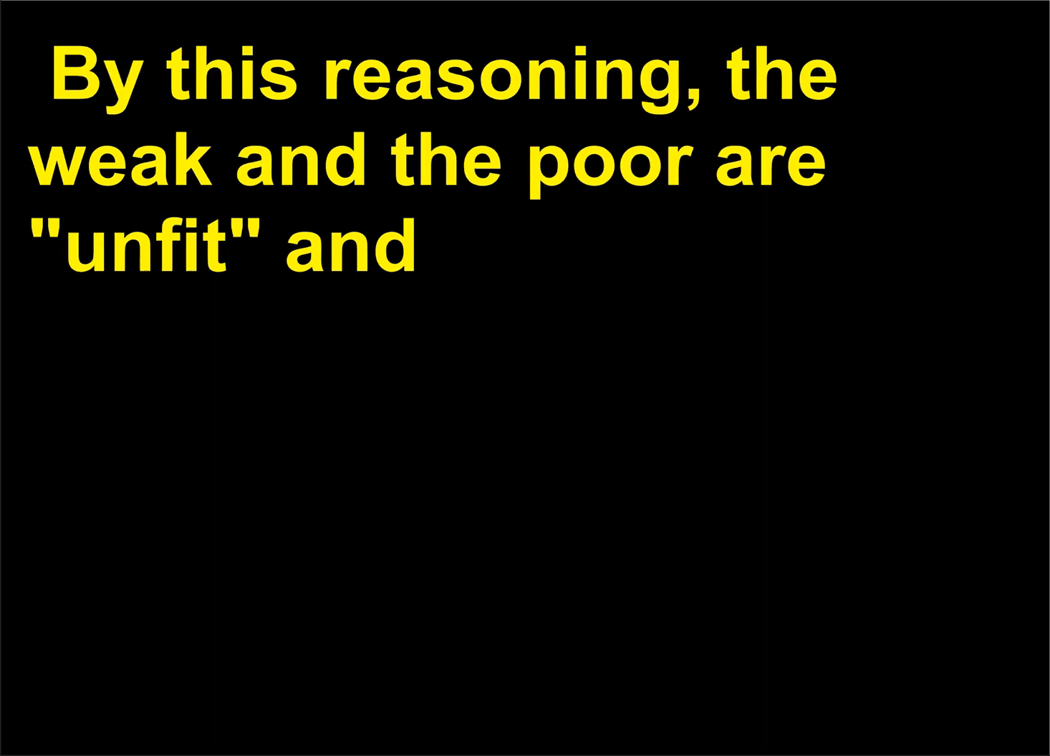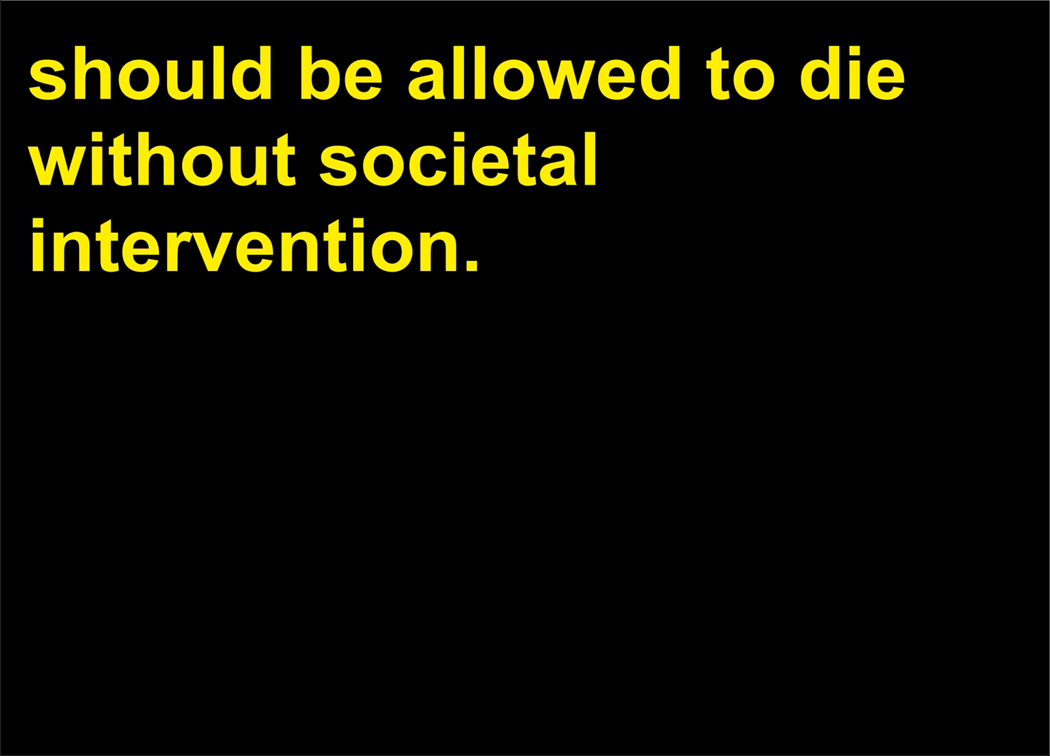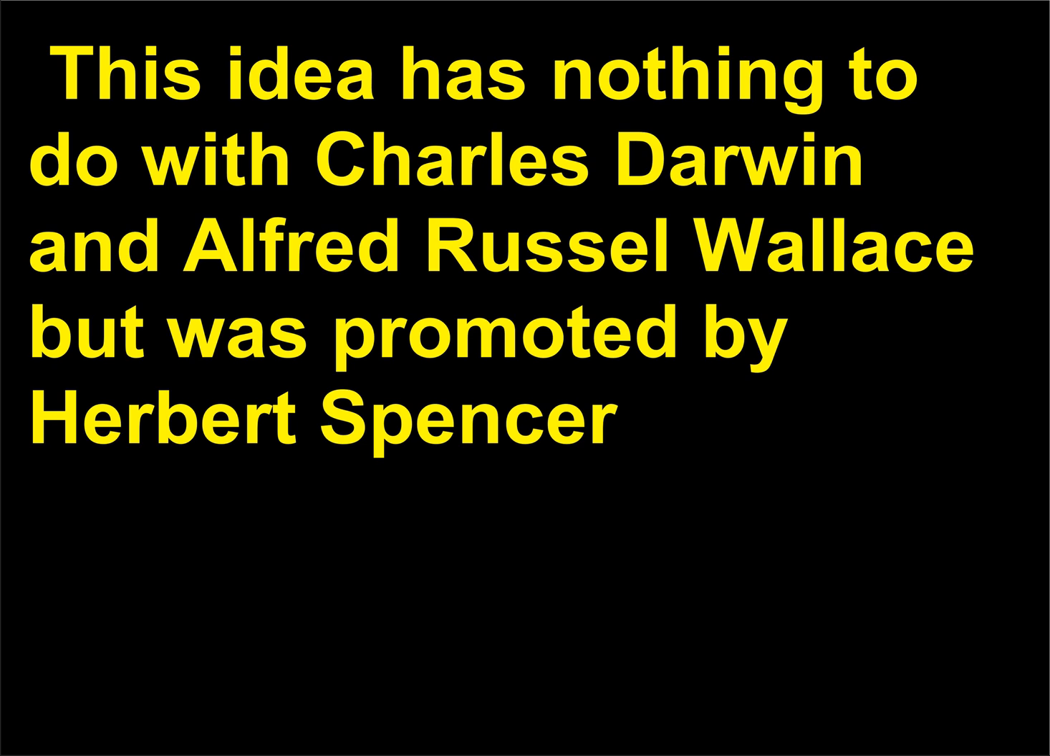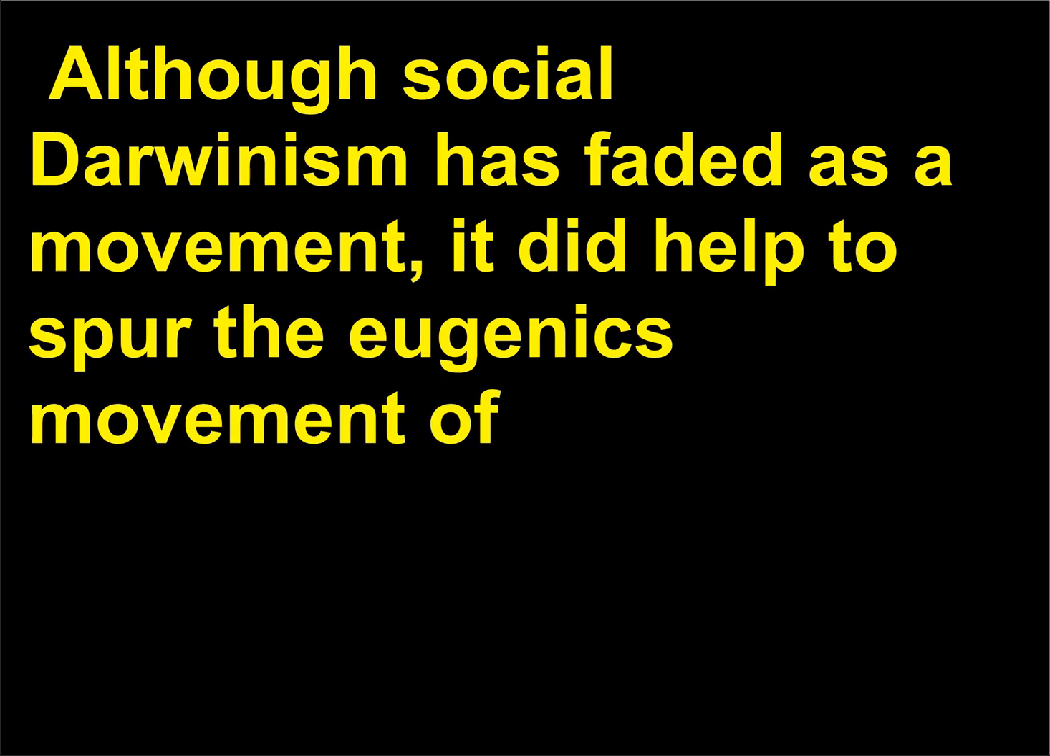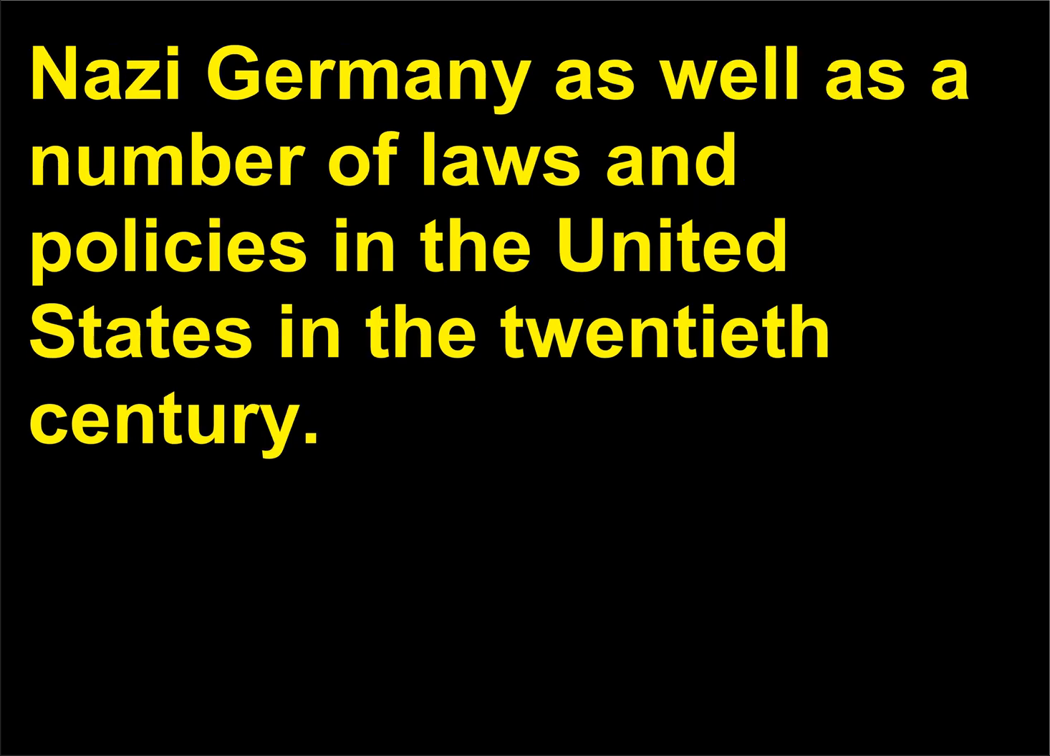By this reasoning, the weak and the poor are unfit and should be allowed to die without societal intervention. This idea has nothing to do with Charles Darwin and Alfred Russel Wallace but was promoted by Herbert Spencer, 1820 to 1903, and is related to the works of Thomas Malthus, whose work did indeed inspire Darwin. Although social Darwinism has faded as a movement, it did help to spur the eugenics movement of Nazi Germany as well as a number of laws and policies in the United States in the 20th century.